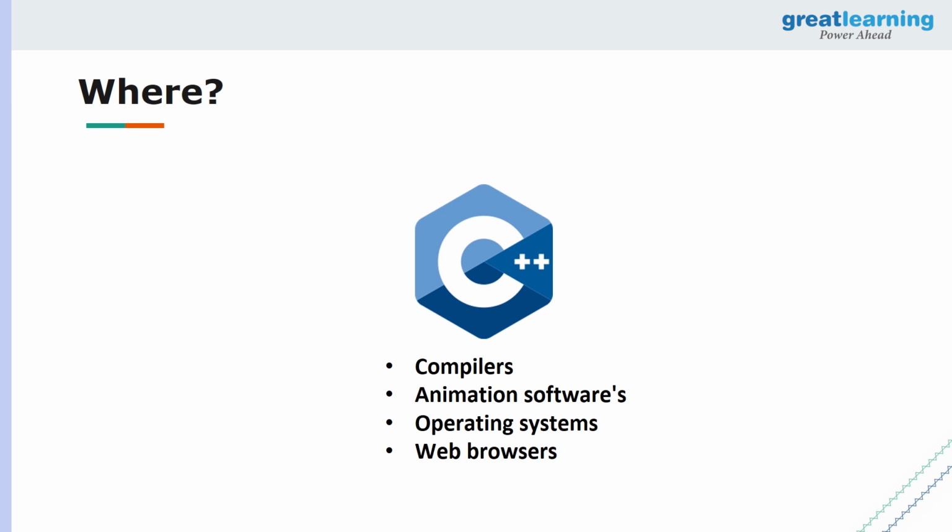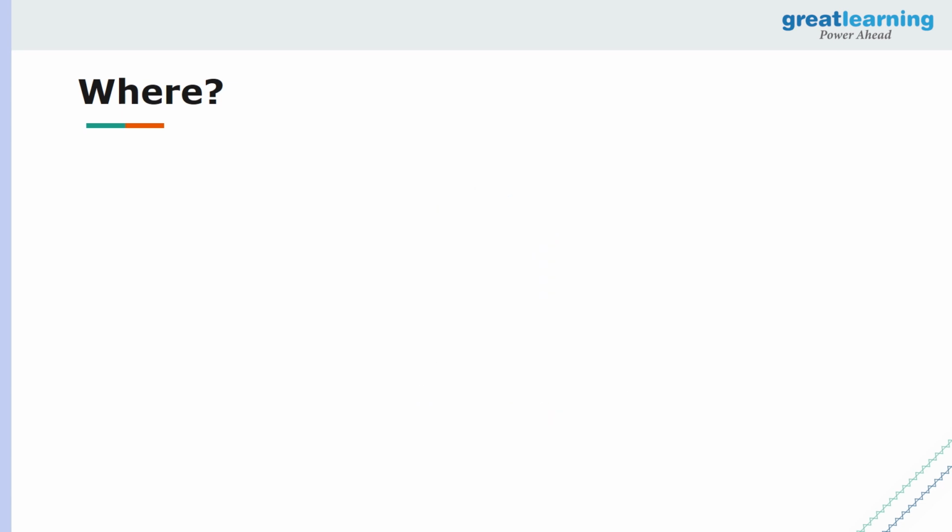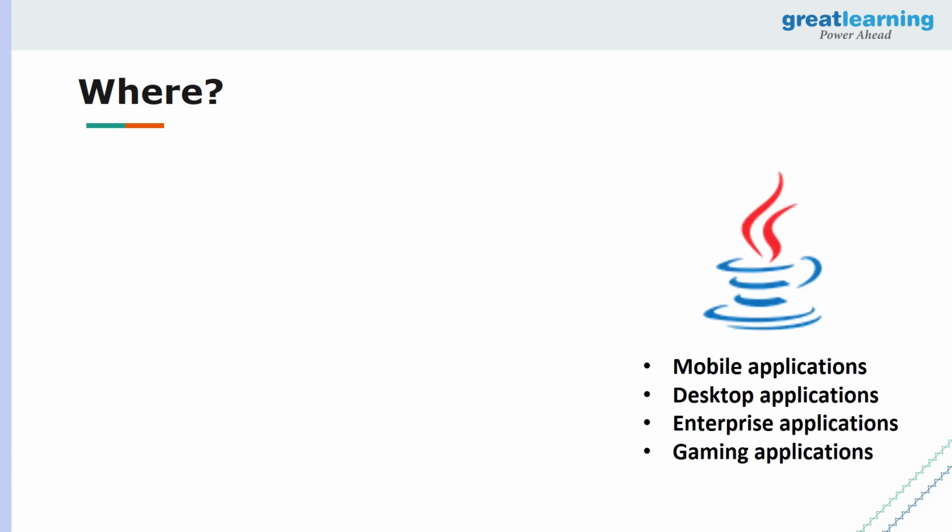Let's quickly go ahead and see where we use the Java programming language, because this is the moment which I think most of the beginners and freshers must be waiting for. Java is mostly used in mobile applications, desktop applications, enterprise applications and gaming applications. So mainly Java is used to create applications which will work on mobile and on desktop. Enterprise means all the banking applications, and also the gaming applications.